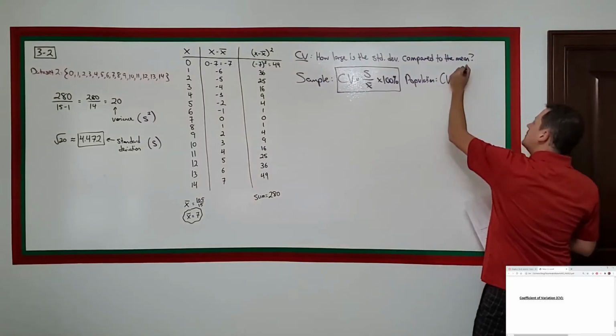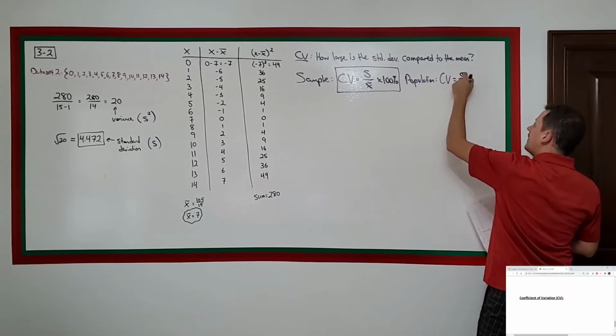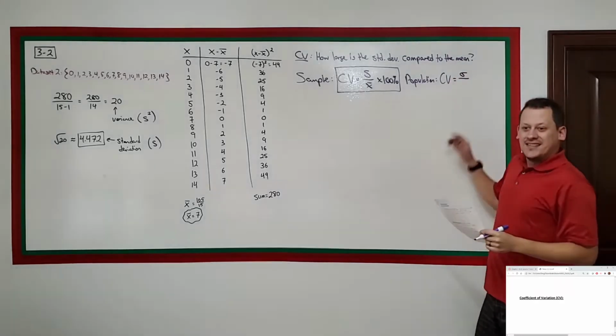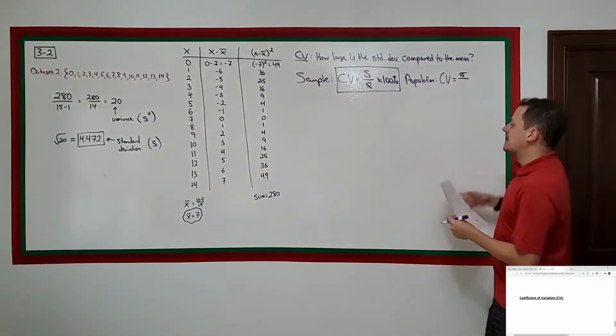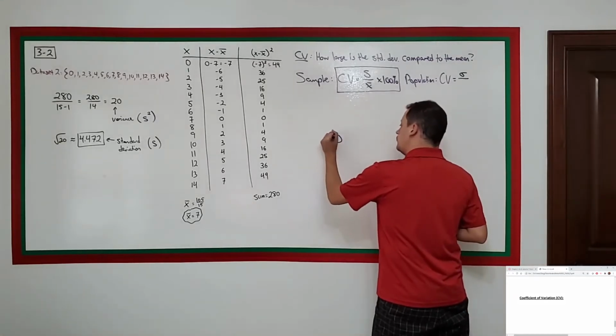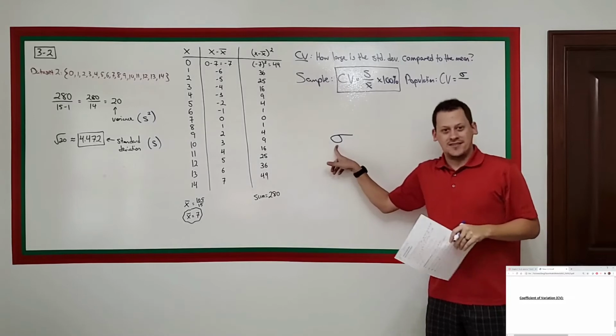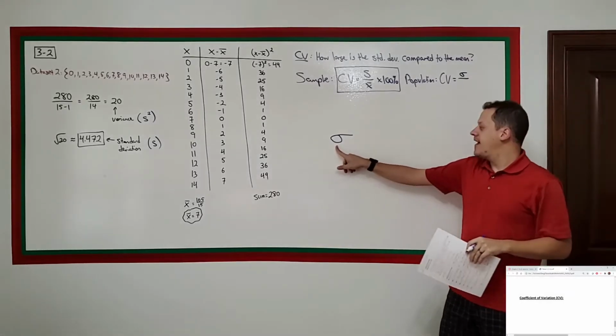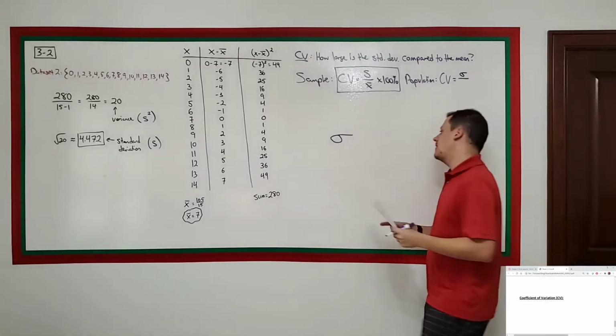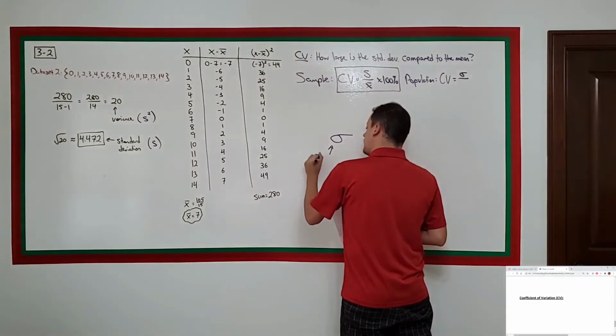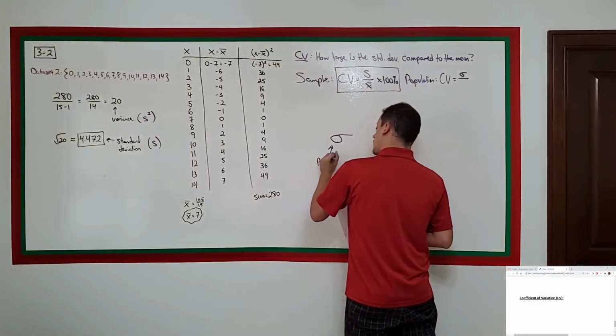The population standard deviation, that's really small, I don't know if you can see it. I'll blow it up a little bit here. This is lowercase sigma, the Greek letter. And this is how we refer to a population standard deviation.